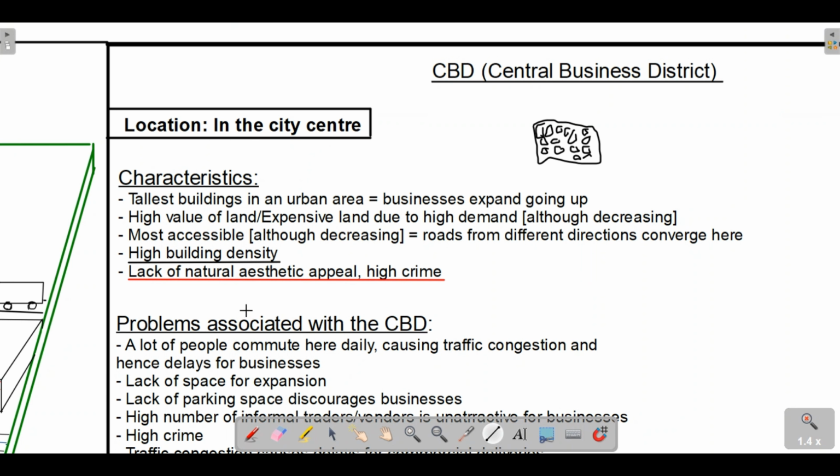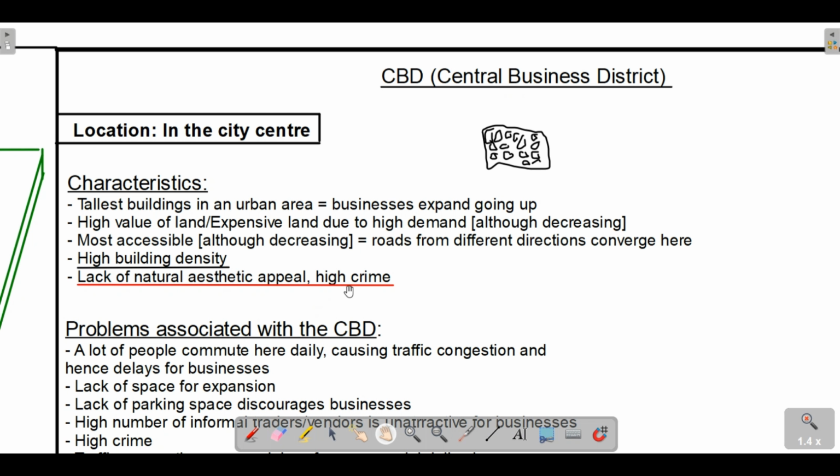Because you have a lot of these buildings, the natural aesthetic appeal is not there. You do not have trees, you do not have grass. So it's concrete, it's tar, it's glass, all man-made materials used to build those buildings, of course. So it lacks that natural beauty. That's one of the downsides of the CBD. It lacks that natural beauty because there's a lot of people and a lot of businesses. It is so much concentrated, as you can imagine.